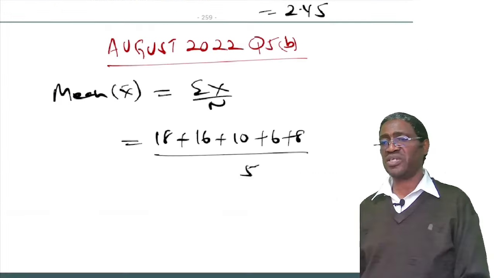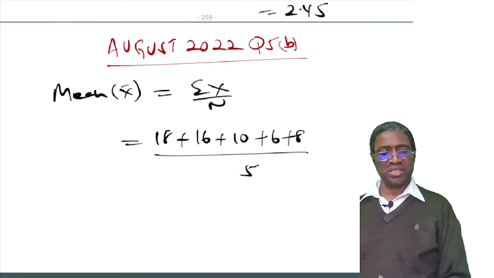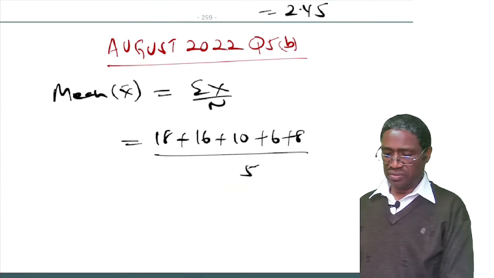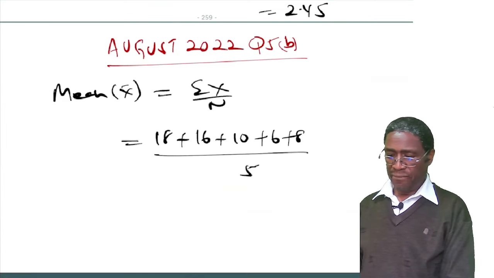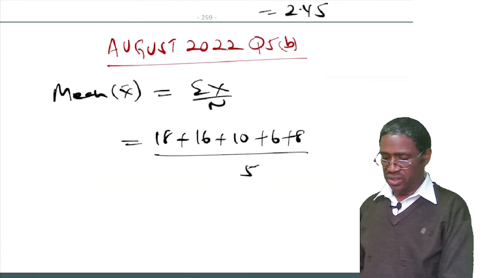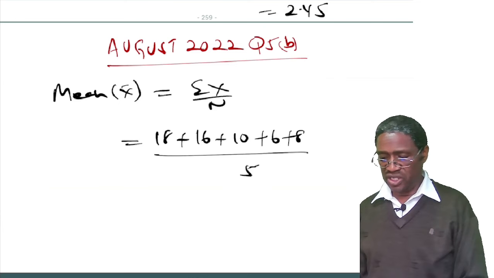What does it give us? What is the mean? So 18 plus 16 plus 10 plus 6 plus 8, that is 58.